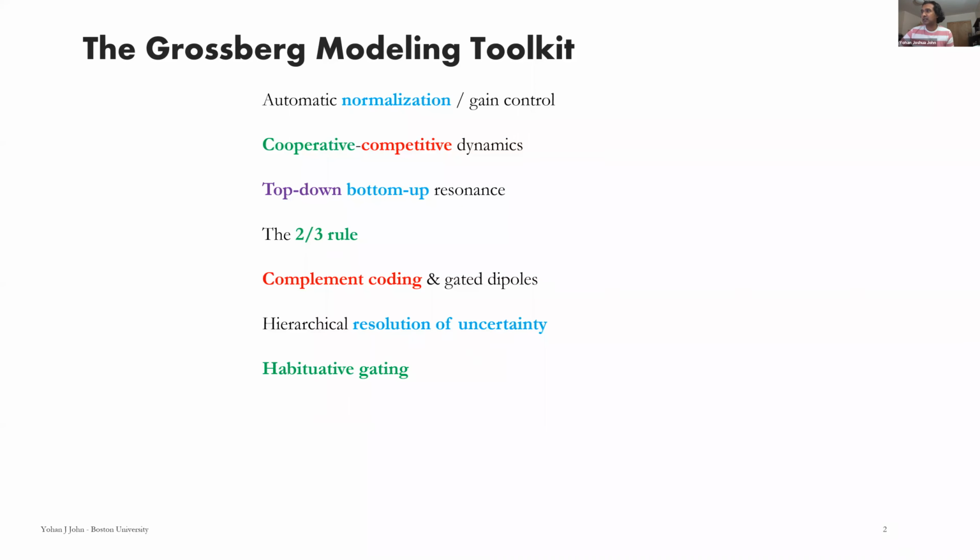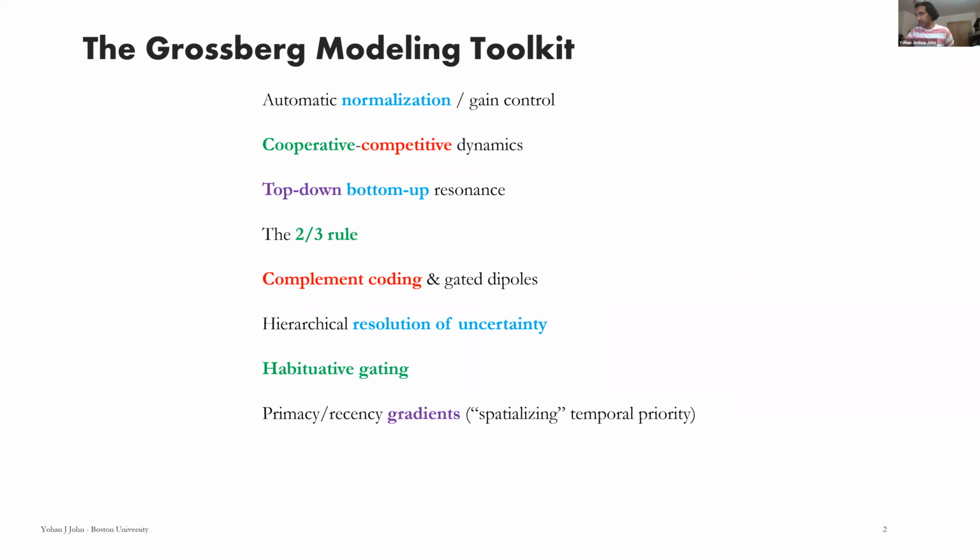Then there's habituative gating. It seems very narrow, but it's really important in a competitive model to have a way for the winner to get timed out so that something else can win. So it's a big part of ART, and versions of it will show up in competitive queuing too, and it's pretty useful. Basically, whenever you have positive feedback, you need something that can shut that off.